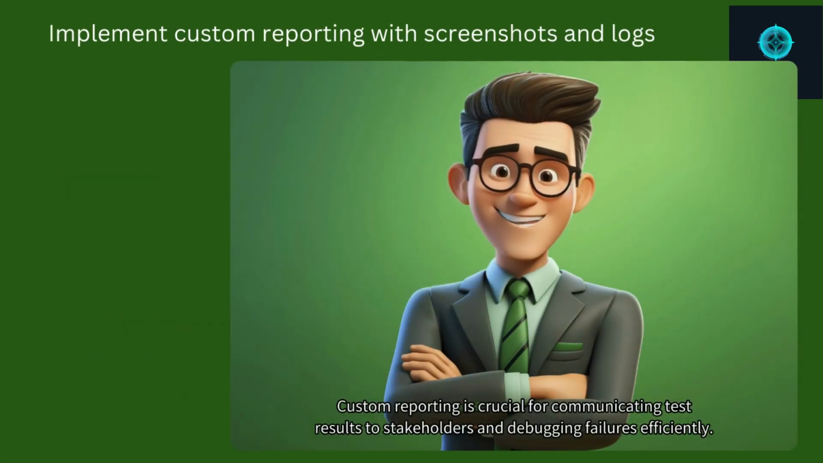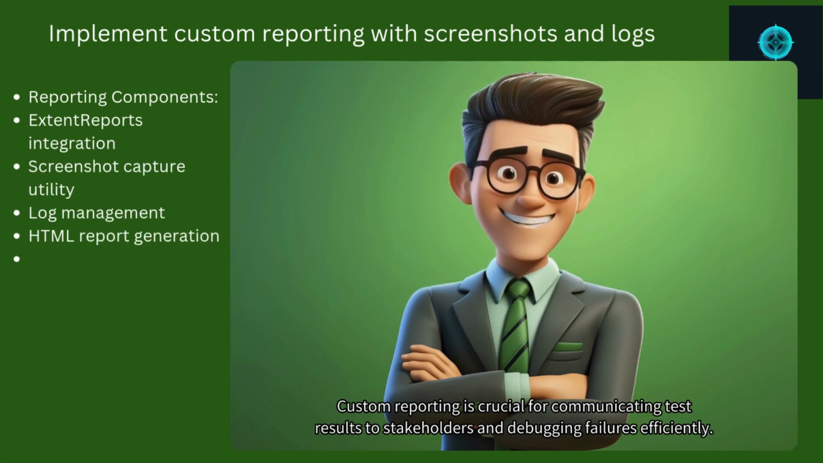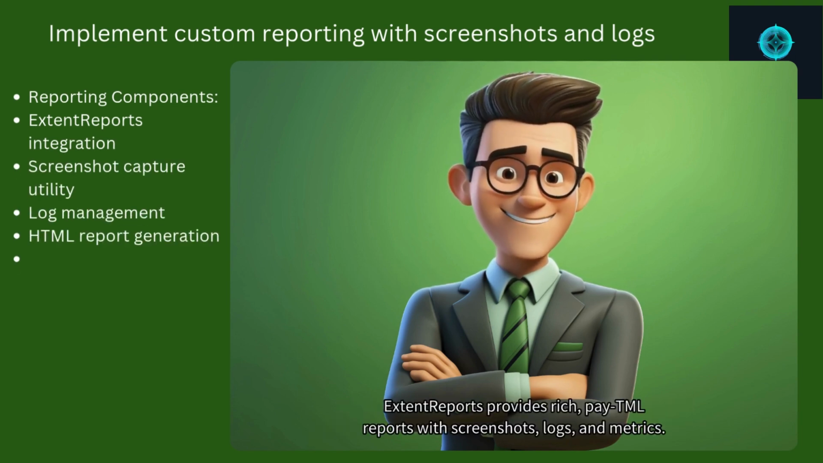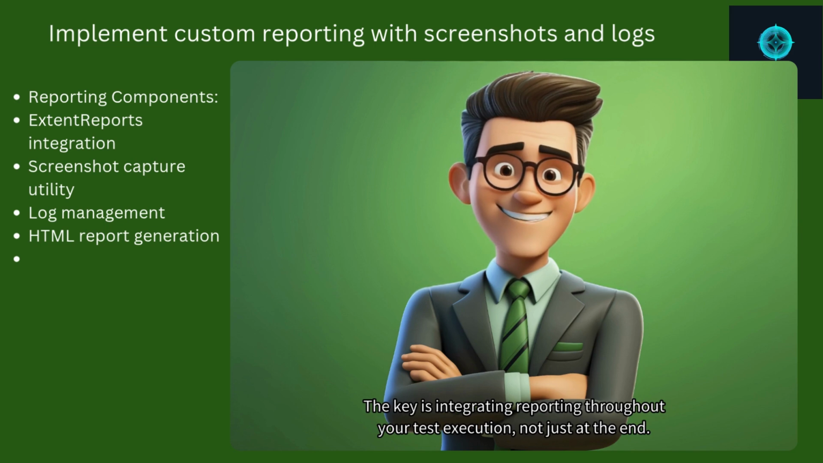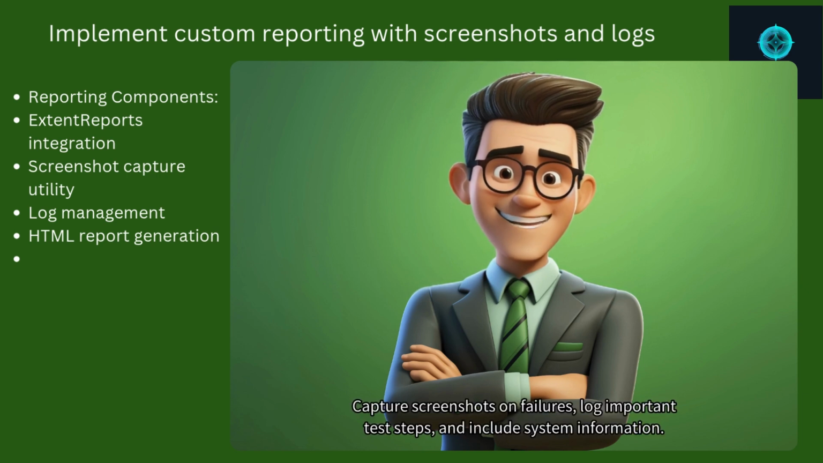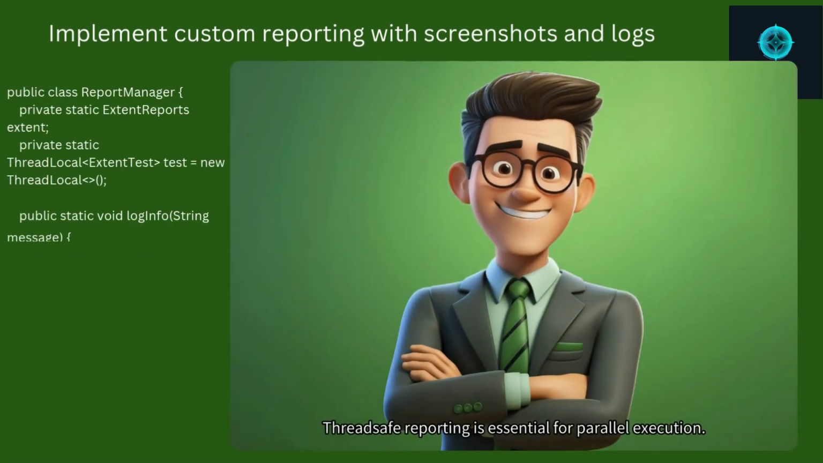Custom reporting is crucial for communicating test results to stakeholders and debugging failures efficiently. Extent Reports provides rich HTML reports with screenshots, logs, and metrics. The key is integrating reporting throughout your test execution, not just at the end. Capture screenshots on failures, log important test steps, and include system information. Thread-safe reporting is essential for parallel execution.